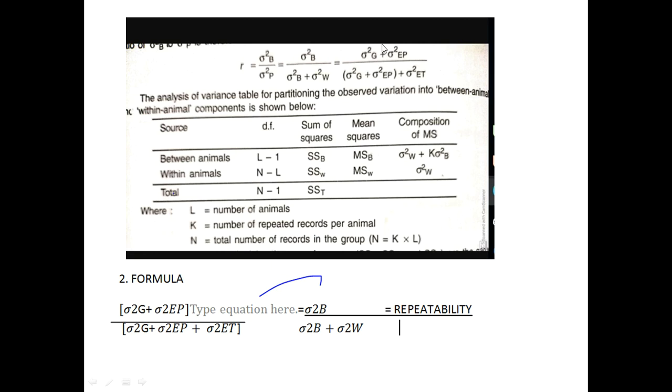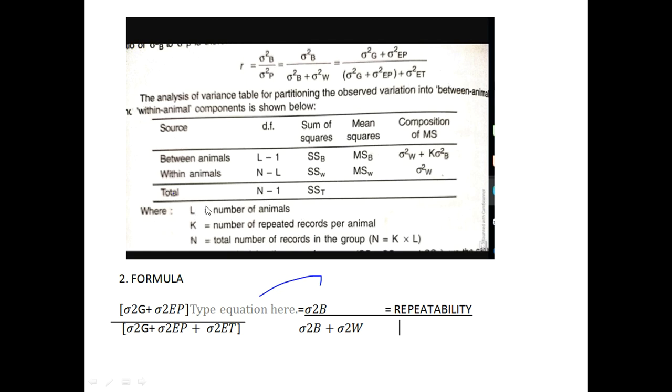Now, in case of calculation of repeatability, this is a table from Animal Breeding by Gurvinder Singh Brar, with courtesy and thanks. As we can see, the formula for repeatability r is sigma square b upon sigma square p, partitioned into components. We have this final formula, and this will be the ANOVA between animal, within animal, where L is the number of animals, K is the number of repeated records per animal. So in case of pig, you took 2 records, so K will be 2.